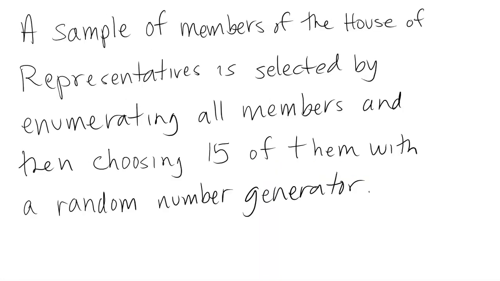Last one. A sample of members of the House of Representatives is selected by enumerating all members and then choosing 15 of them with a random number generator. So we're not dividing the population up into subgroups in any way. We're giving every individual a number and then just selecting from everybody. As long as that selection is done randomly, like with a random number generator, that's a simple random sample.